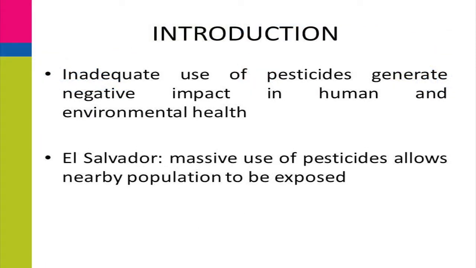It is known that the excessive use of pesticides for agricultural production generates a negative impact in human and environmental health. This is the case of El Salvador, where the massive use of pesticides in crop fields allows nearby rural populations to be exposed to different types of pesticides, which in many cases are highly dangerous.